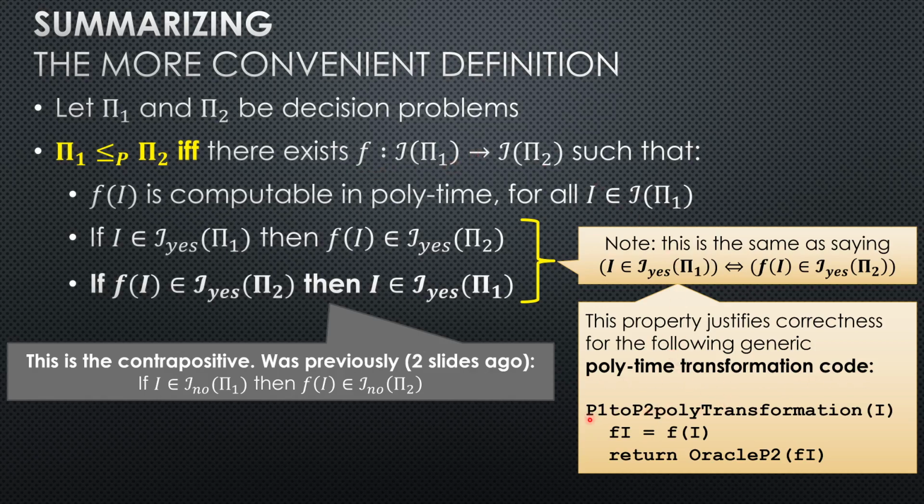So here's, given a transformation function f, how you construct generically a reduction from problem 1 to problem 2. You just take the input to problem 1, feed it into f, and get back f(i), the transformed input that's an instance of problem 2. Run the oracle for problem 2 on that transformed input, and return the result. So here's your generic polytime reduction code given a polytime transformation.